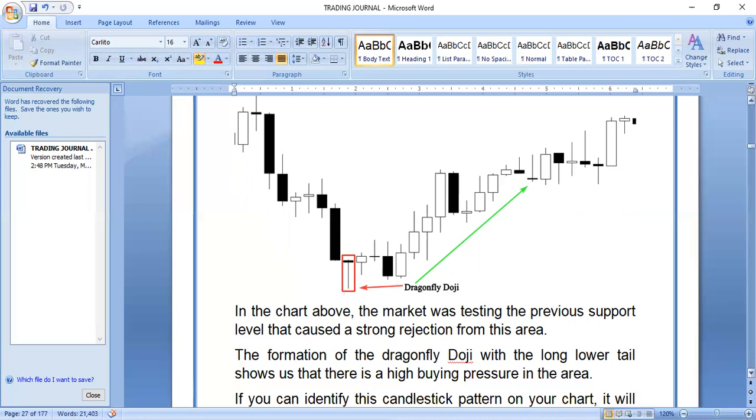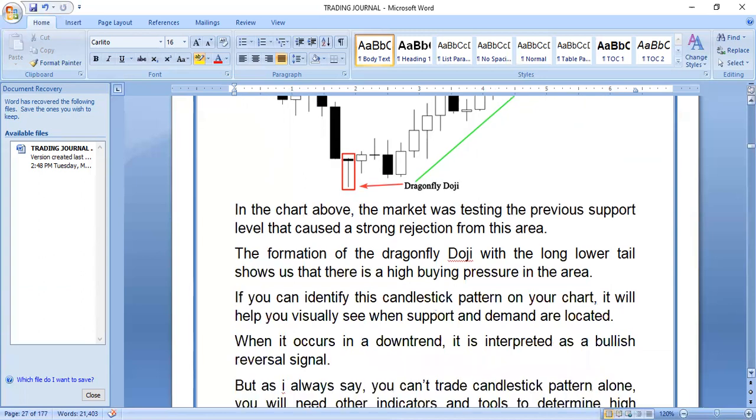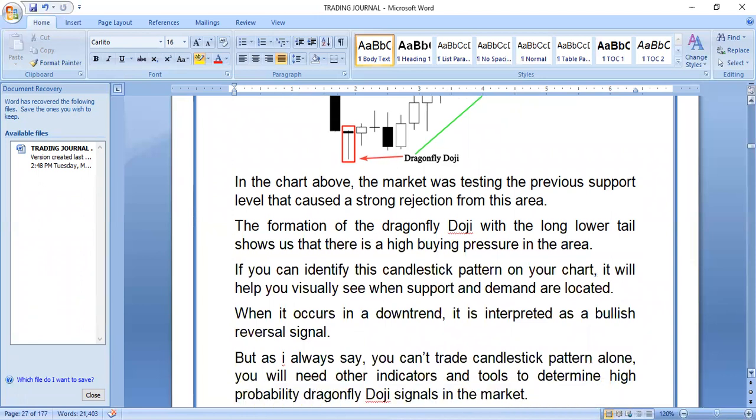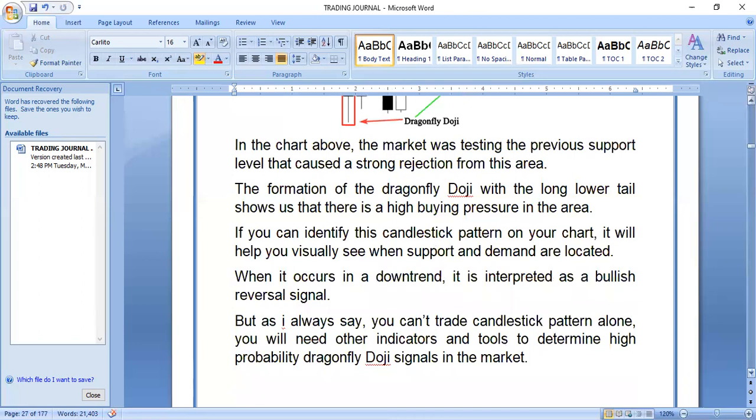In the chart above, the market was testing the previous support level that caused a strong rejection from this area. The formation of the dragonfly with a longer lower tail shows us that there is a high buying pressure in the area.